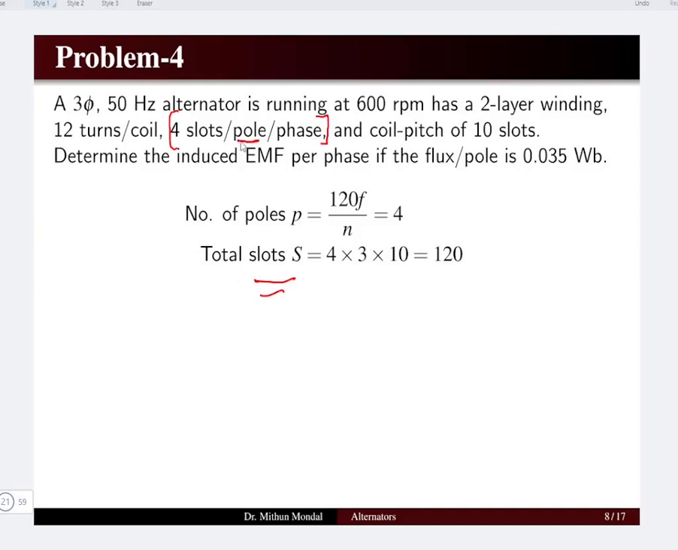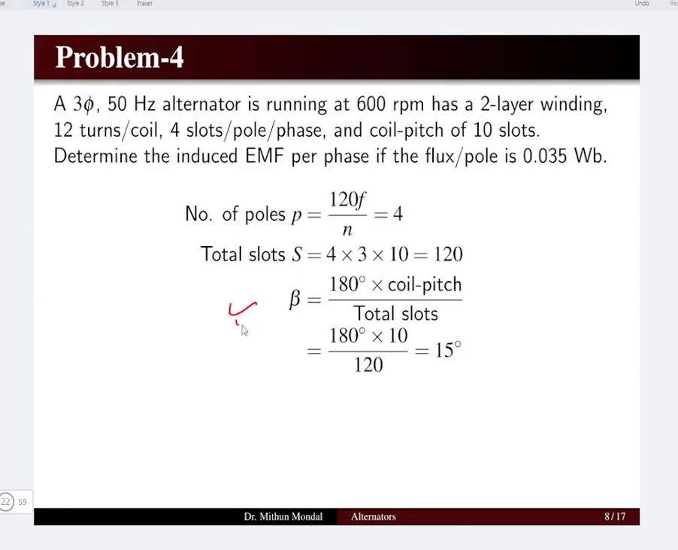So the number of poles we have calculated as 4 and the number of phases is equal to 3. So this is poles, this is phases, and multiplied with the coil pitch, that will give you the total number of slots. So it is equal to 120.